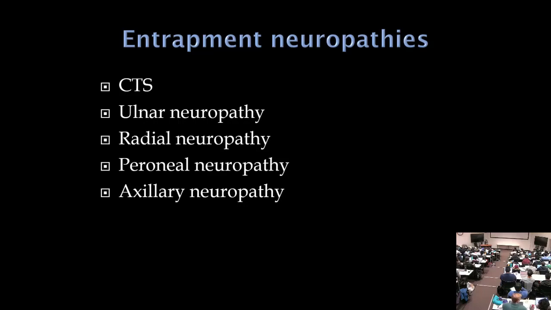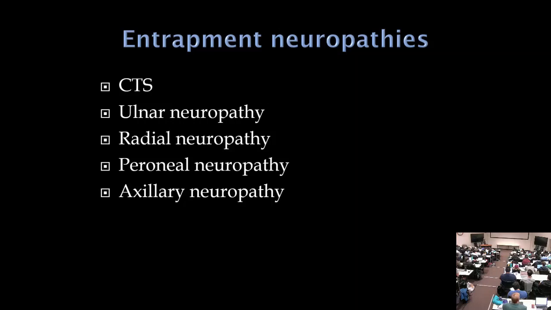Okay, radial neuropathy, of course, finger drop, wrist drop. The Saturday night palsy would be the most common situation. Someone falls asleep with the arm in an unusual position. So it's usually at the spiral groove. And remember, the key thing with radial neuropathy is the triceps, even though it's supplied by the radial nerve, comes off before the spiral groove. So triceps is usually normal in a radial neuropathy.